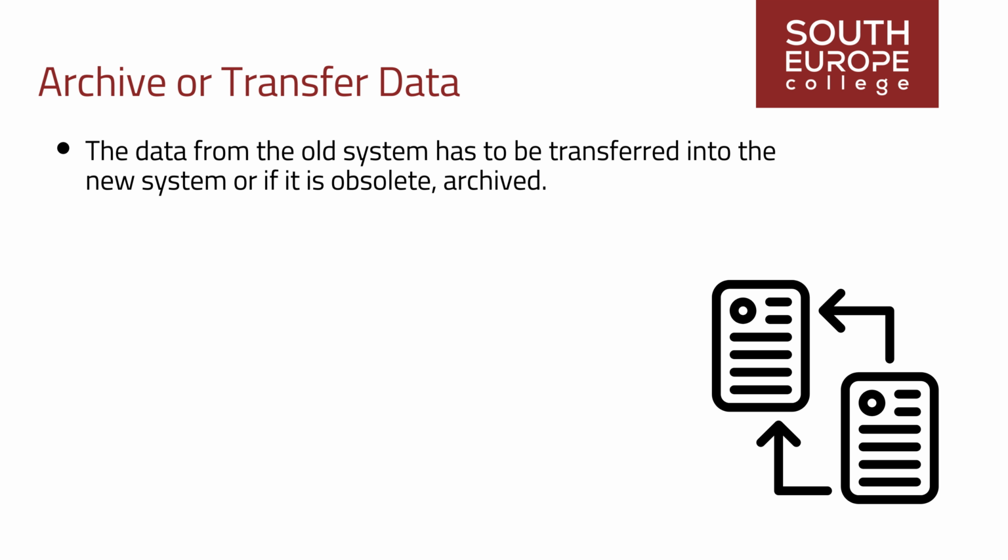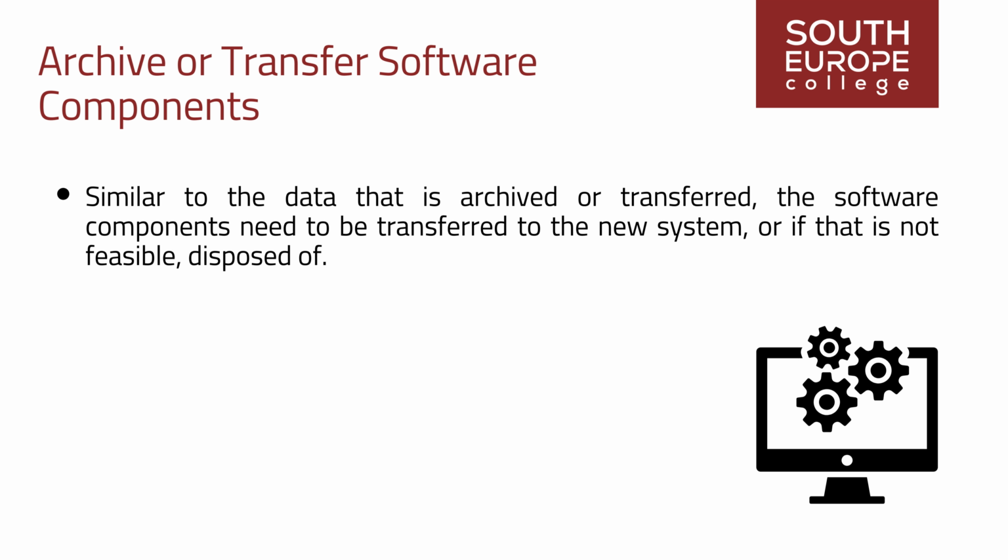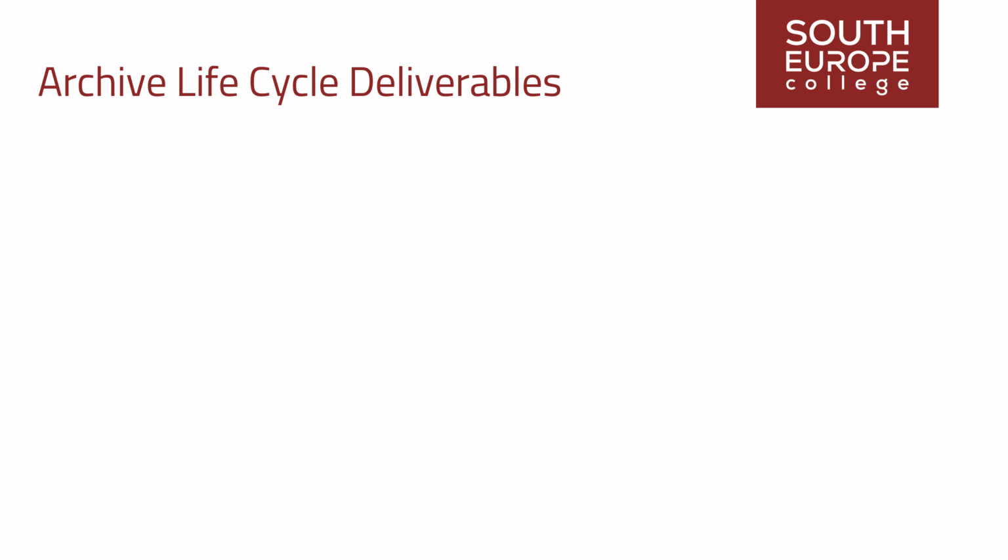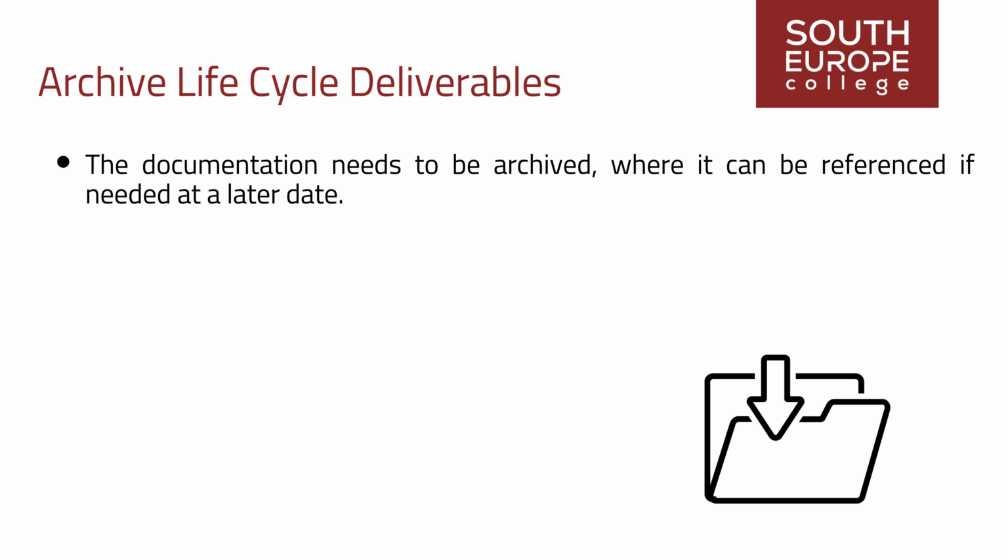The data from the old system has to be transferred into the new system, or if it is obsolete, it has to be archived. Similar to the data that is archived or transferred, the software components need to be transferred to the new system, or if that is not feasible, disposed of. A lot of documentation went into developing the project. This documentation needs to be archived, where it can be referenced if needed at a later date.